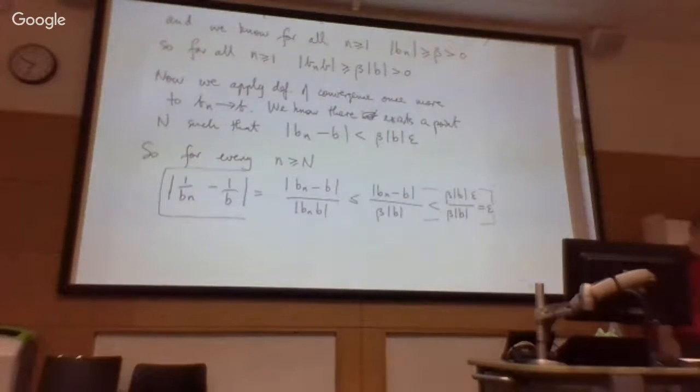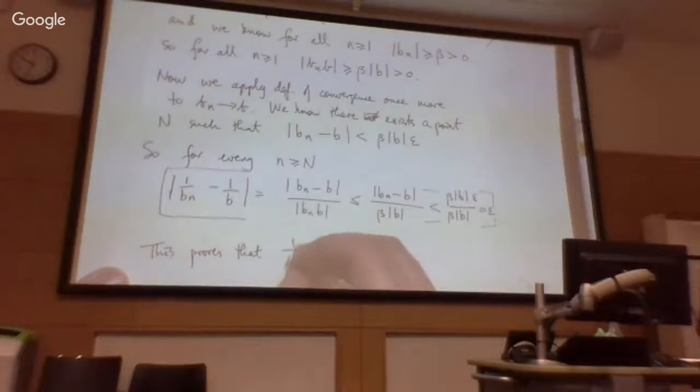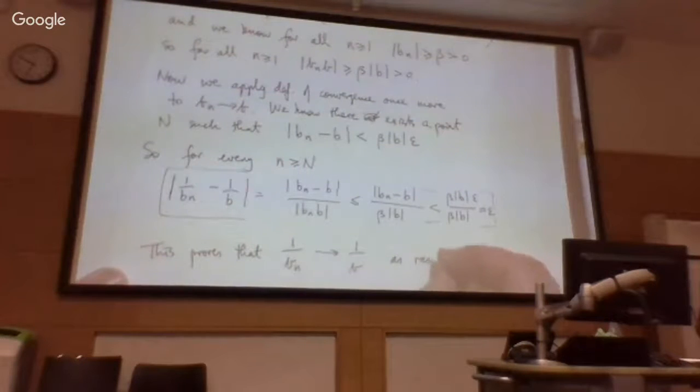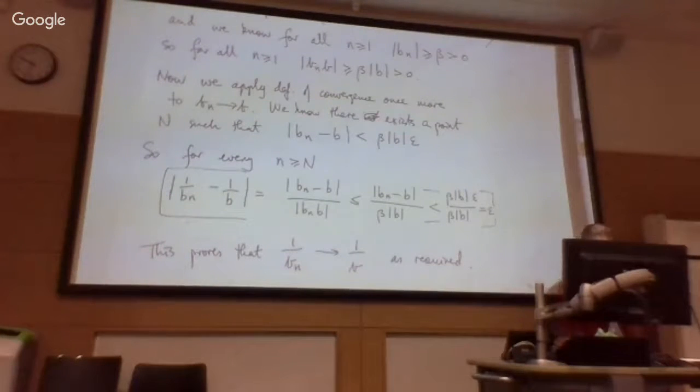So this proves that 1 over Bn converges to 1 over B as required. So that's the special case. We've already argued that once we have the special case, we combine it with the product form we proved last time, then we know that the quotient form of the theorem is true for every pair of convergent sequences, An and Bn, as long as the Bn satisfies those non-zero conditions.